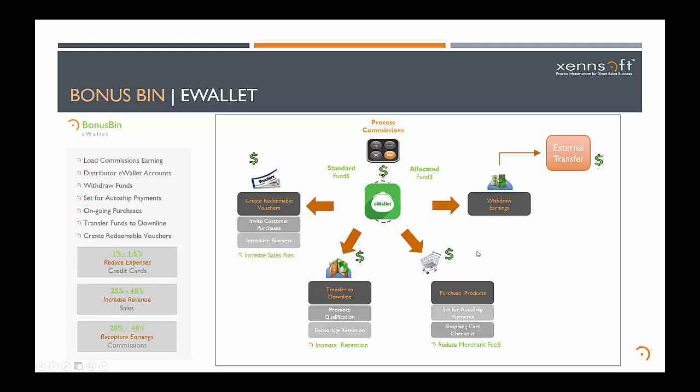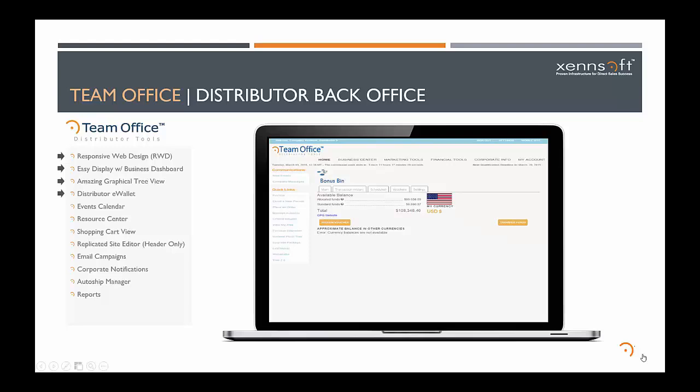And the good news for you, the company, is all that money stays right in your bank account as it's working for the distributor. And what we're seeing is anywhere from a 20 to 40% recapture rate of those earnings never leaving the system. So yeah, Bonus Bin's an exciting program. Encourage your distributors to use it. And of course, when they log in, they're able to see their allocated fund amount, their standard funds and totals that we talked about in the diagram. They're able to transfer funds to create a voucher, to transfer to a downline, or transfer out of the system.